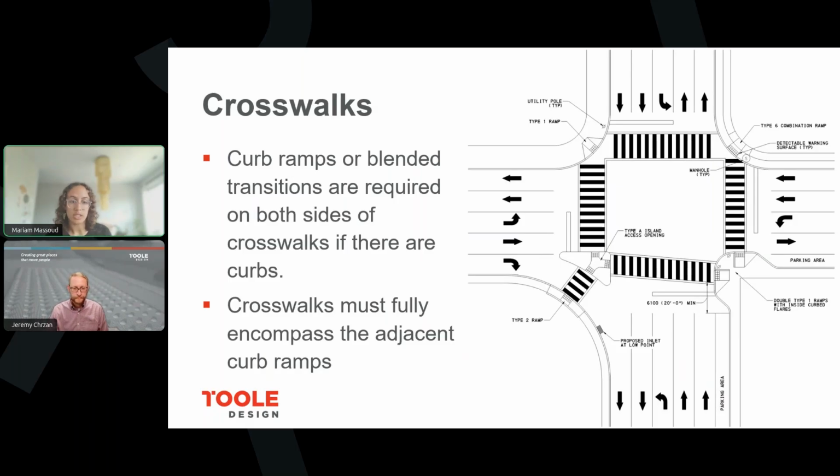Another detail here is that the crosswalks have to fully encompass the curb ramps, and that's just the ramp portion. So it does not include the flares, which we'll talk about in a sec. It's fine for the crosswalk to be wider than the curb ramp, but the curb ramp cannot be wider than the crosswalk. And we won't get too much into detail about marking of crosswalks, but this does apply to crosswalks whether they're marked or unmarked. And if they are marked, then the Federal Highway Administration recommends high visibility crosswalks, like what's shown in the picture.